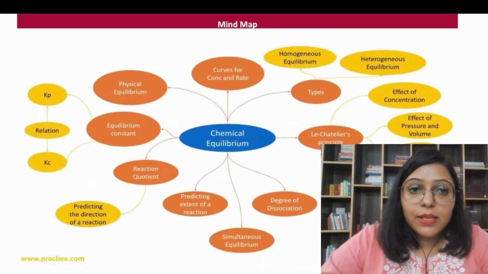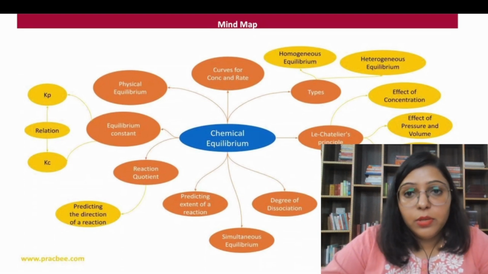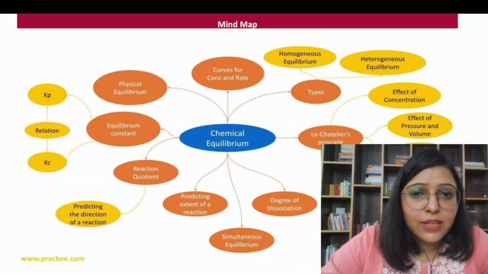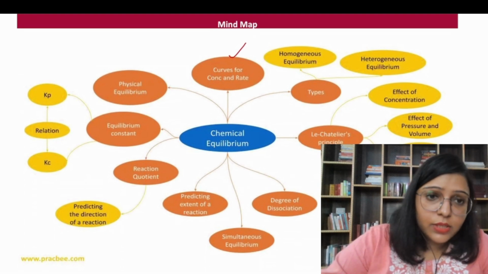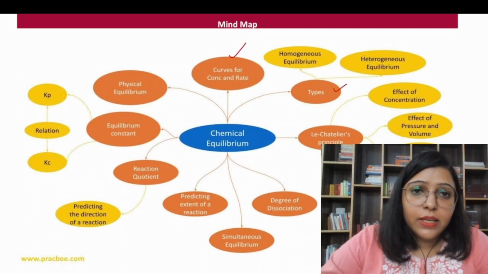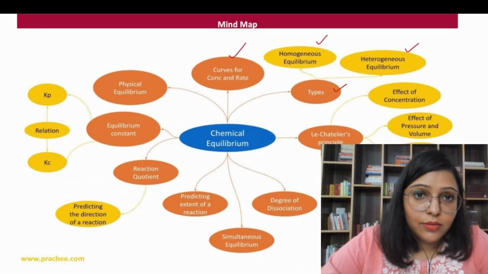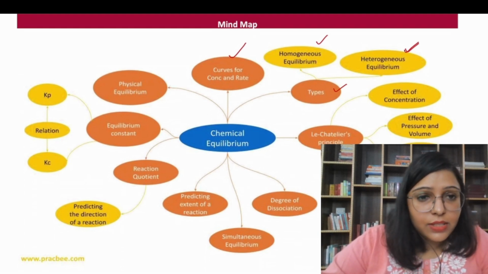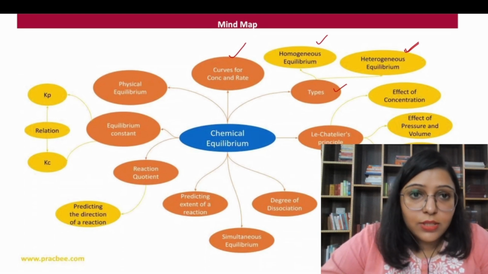Okay, now let's discuss the mind map. So in chemical equilibrium, first you should have the knowledge about the basics, right? So in basics, first of all, physical equilibrium we are also going to study in this chapter, okay? And then curves for concentration and rate curve with respect to time. Then we have the types of chemical equilibrium, homogeneous and heterogeneous equilibrium. What is the homogeneous equilibrium? When all the reactants and products are in the same phase. That is considered to be the homogeneous equilibrium. Heterogeneous equilibrium, when reactants and products are not in the same phase. So that is the part of the heterogeneous equilibrium.